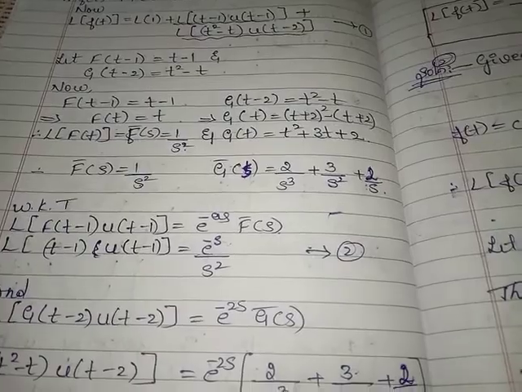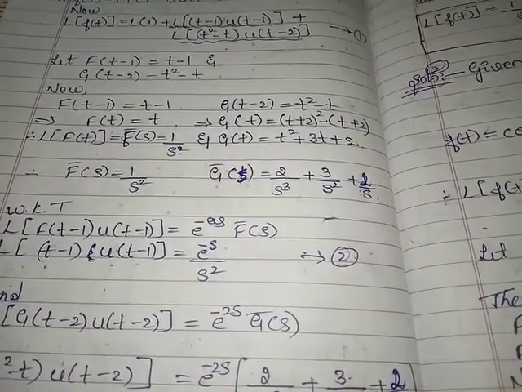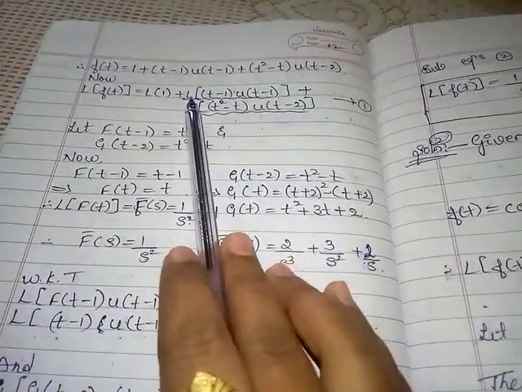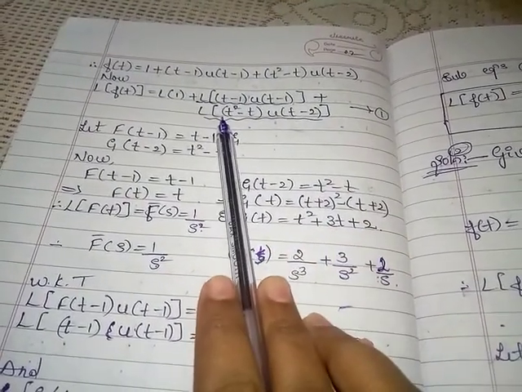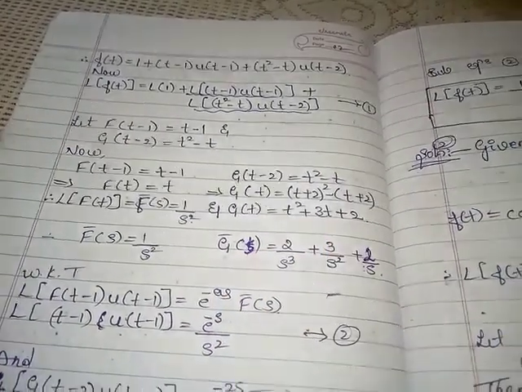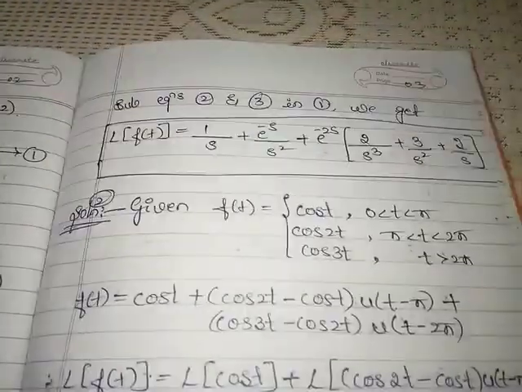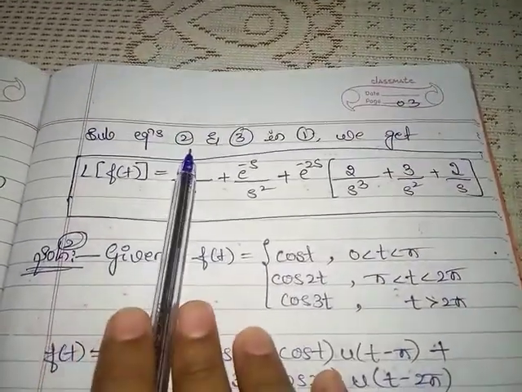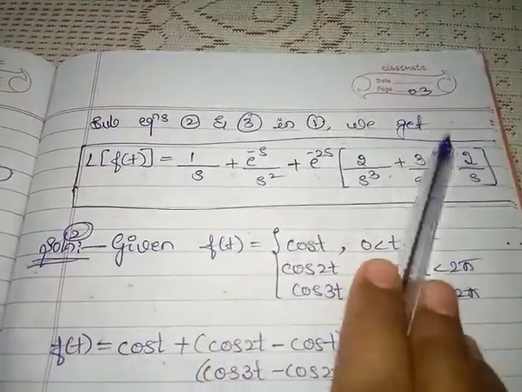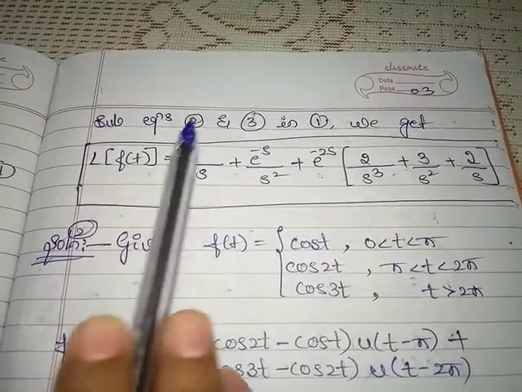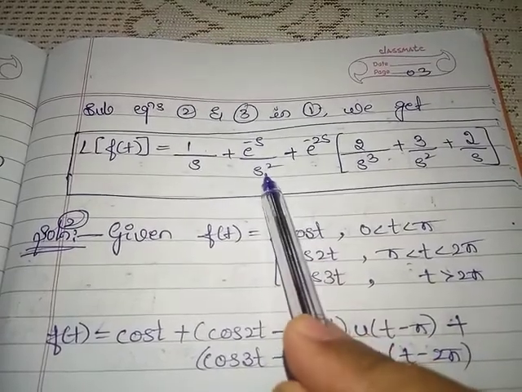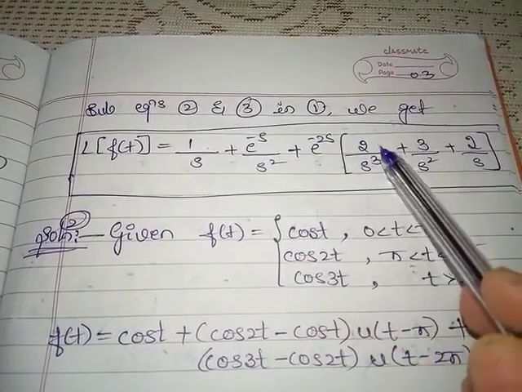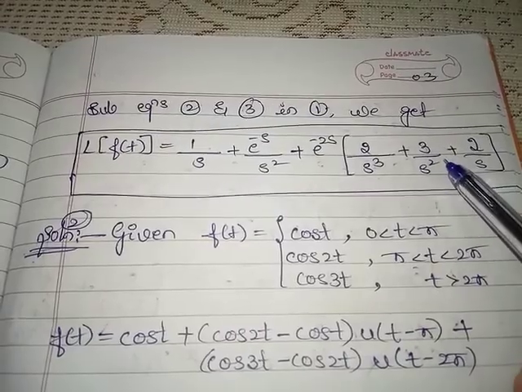Now substitute equation 2 and equation 3 in equation 1, which means substitute the value of the Laplace transform of t minus 1 into u of t minus 1 and the Laplace transform of t square minus t into u of t minus 2. Substituting 2 and 3 in 1, we get the Laplace transform of f of t is equal to 1 by s plus e raised to minus s divided by s square plus e raised to minus 2s into 2 by s cube plus 3 divided by s square plus 2 divided by s.